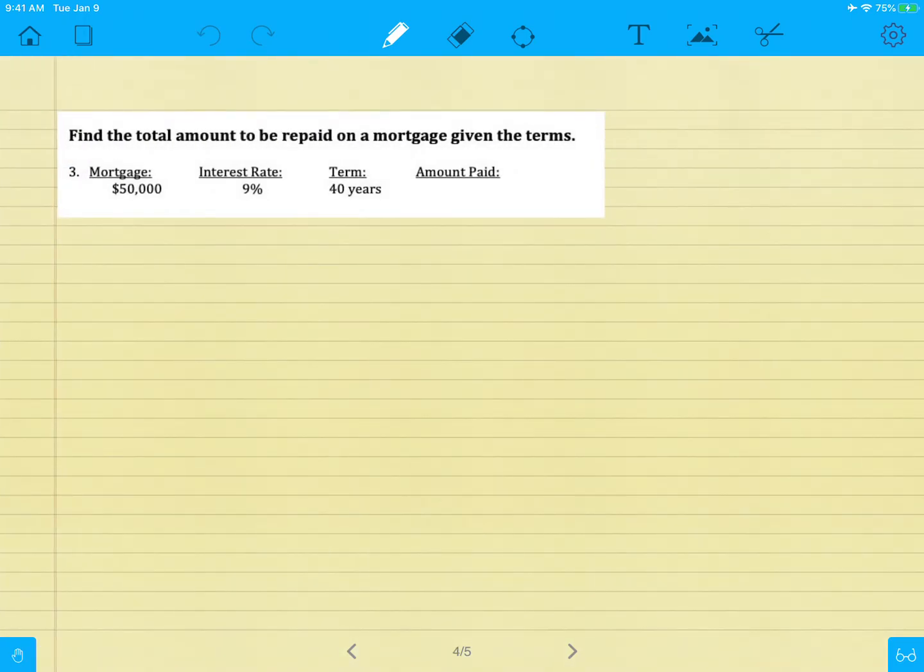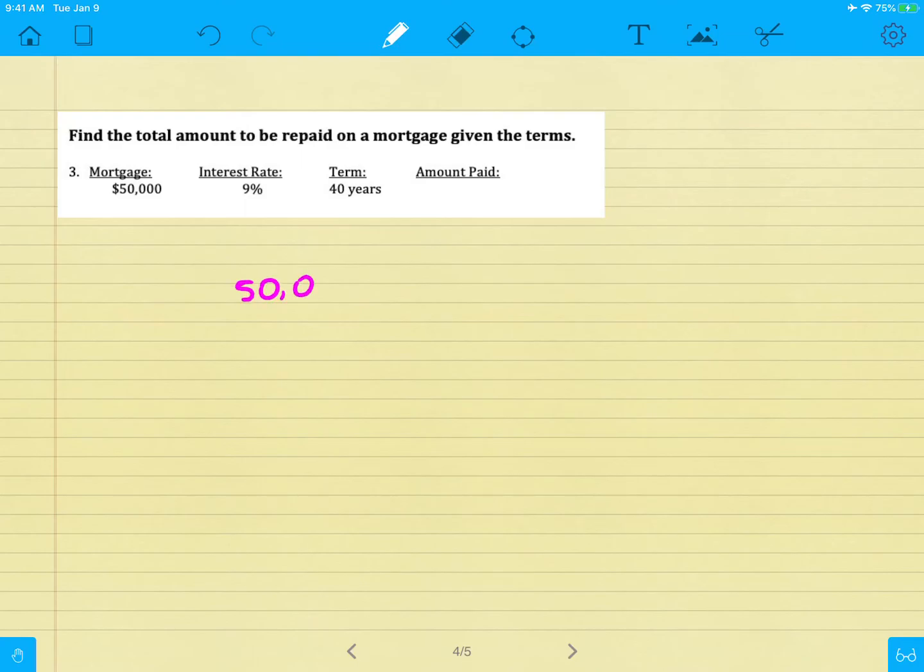Next question here. Find the mortgage. Same thing. We have a 9% interest. This is really high. And we're going 40 years now. That's even worse, because the more years, the more they're going to charge you. So it's kind of scary.